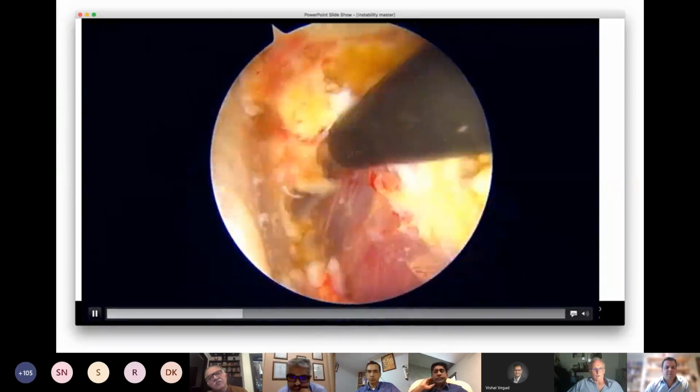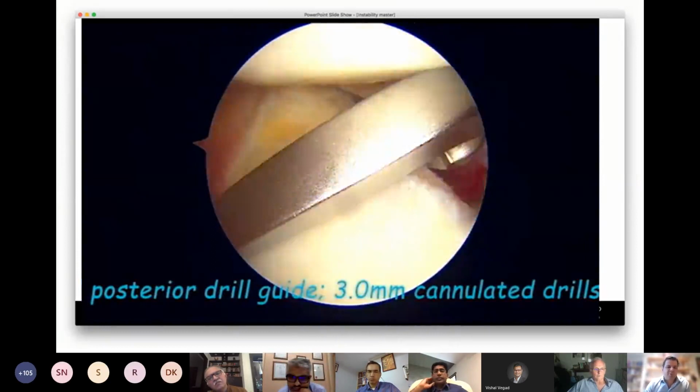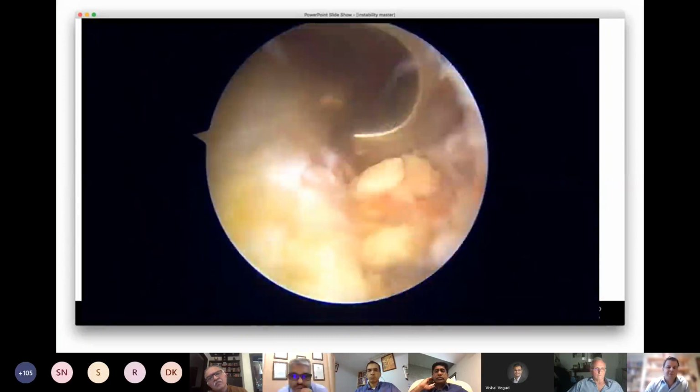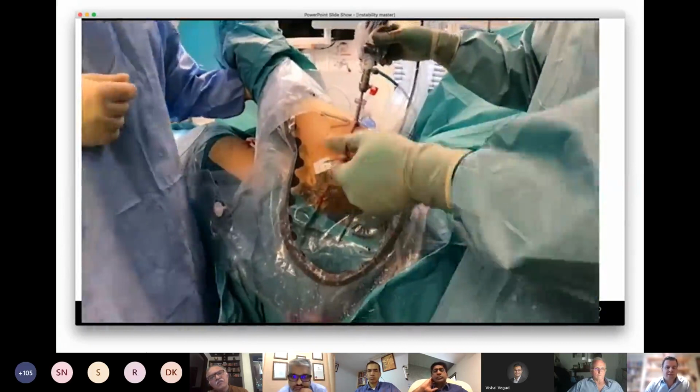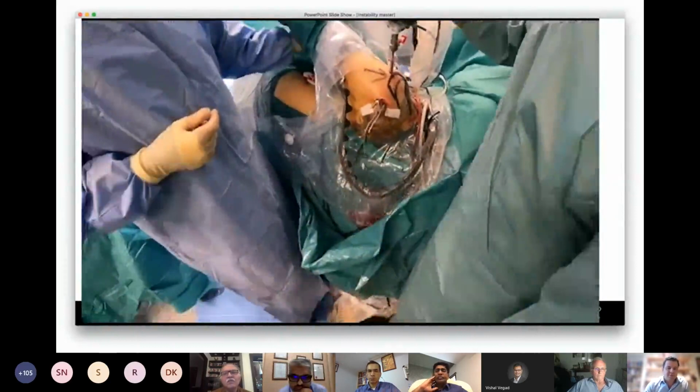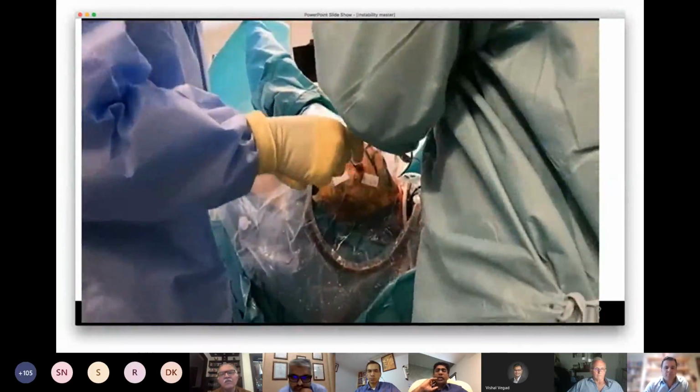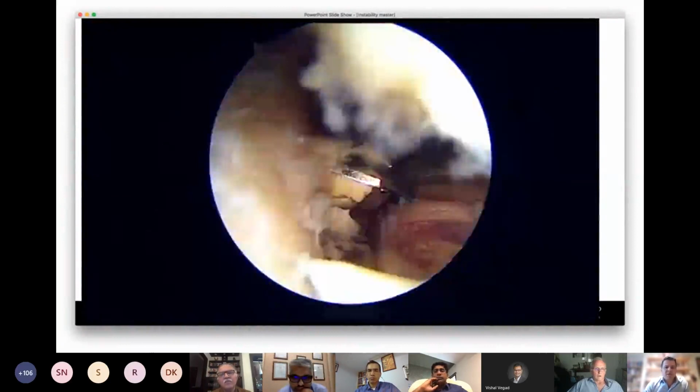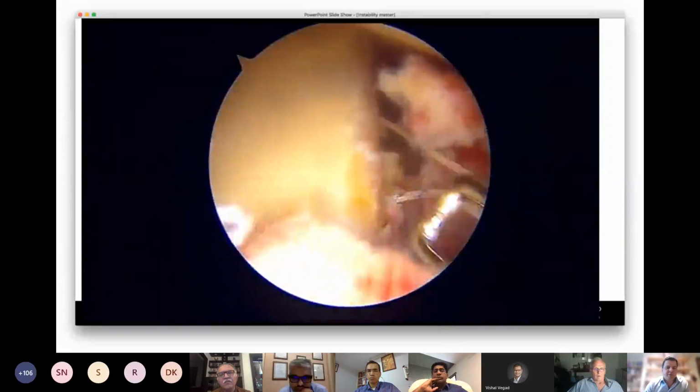Really, really important, this step too. And then we have the posterior guide, and I drill two 3-millimeter channels. First the inferior channel here, then the superior channel. Then I pass the suture lasso, so we see the removal of the cannulation, and pass the lasso. Take it out, and then we change the lasso with the suture, so it's easier to pass things around there. And I do the same superiorly, and I check that I don't have any tangling here.